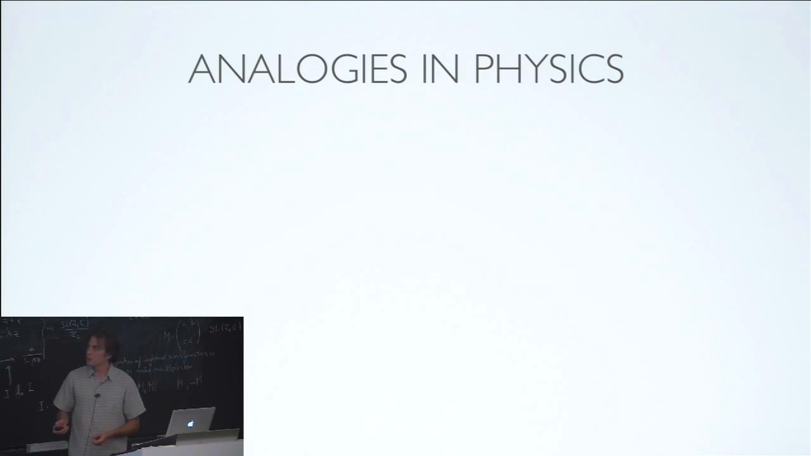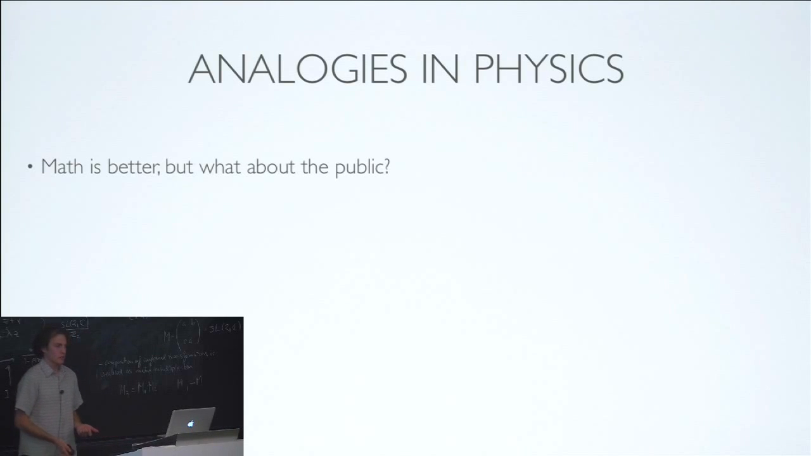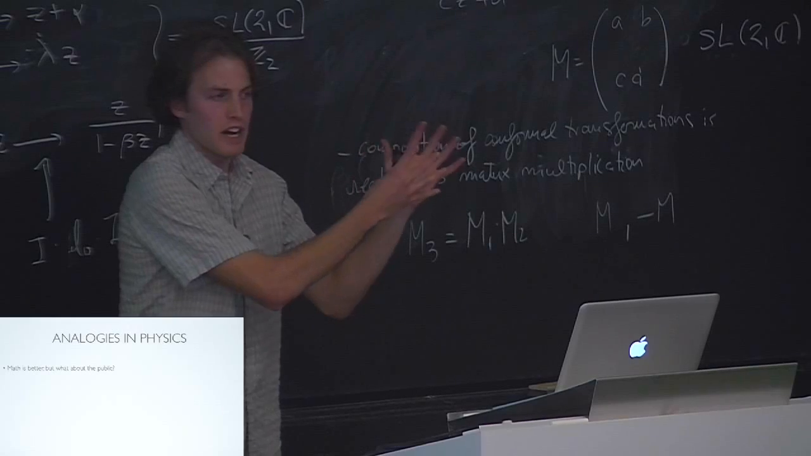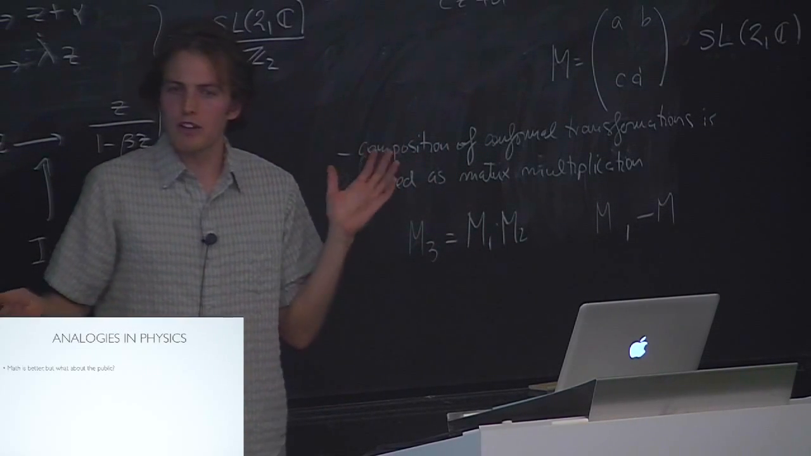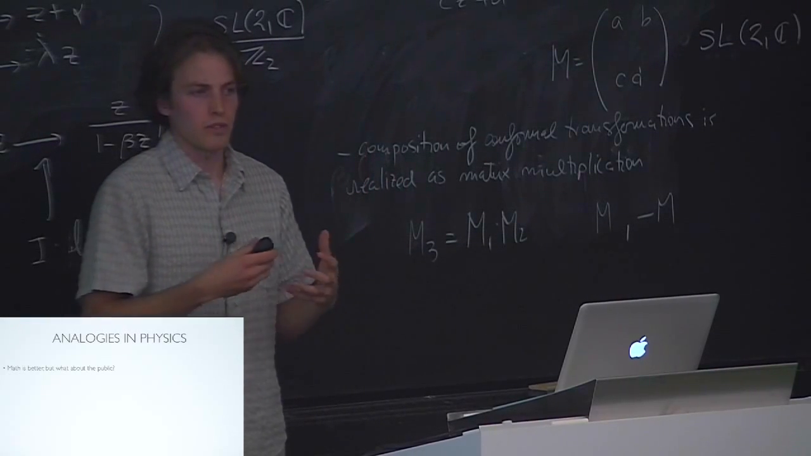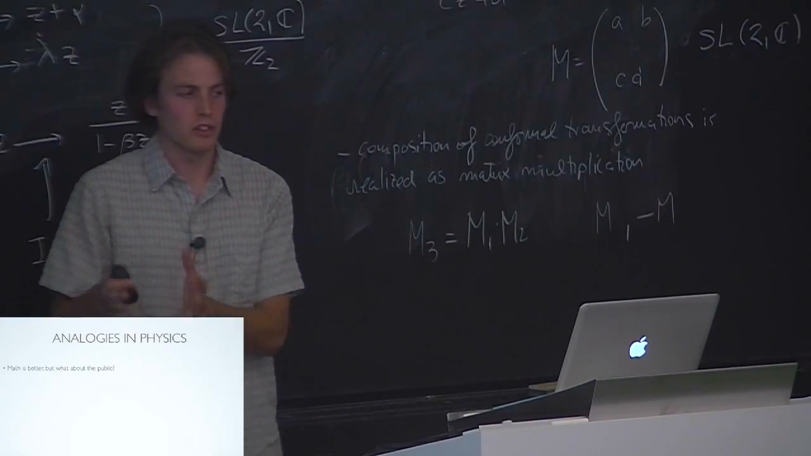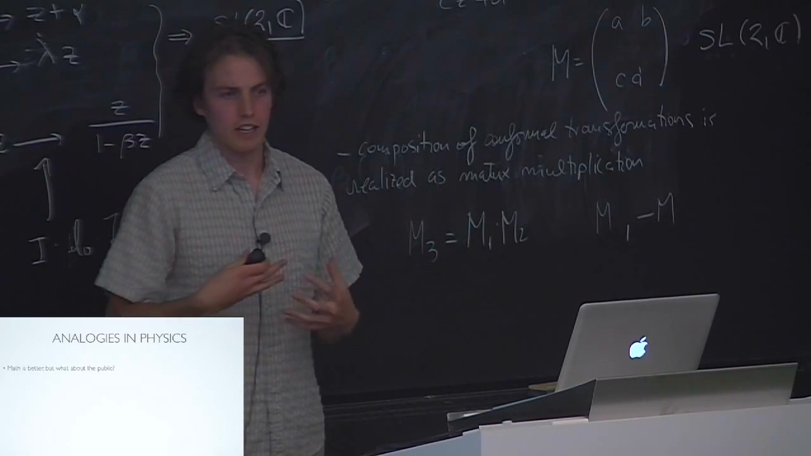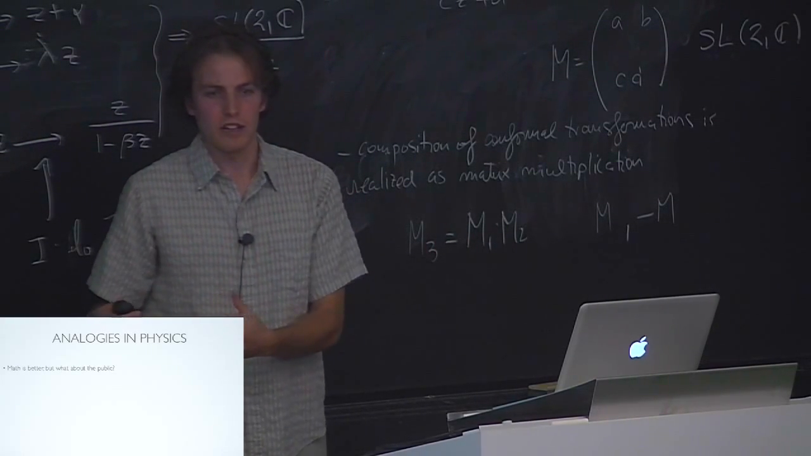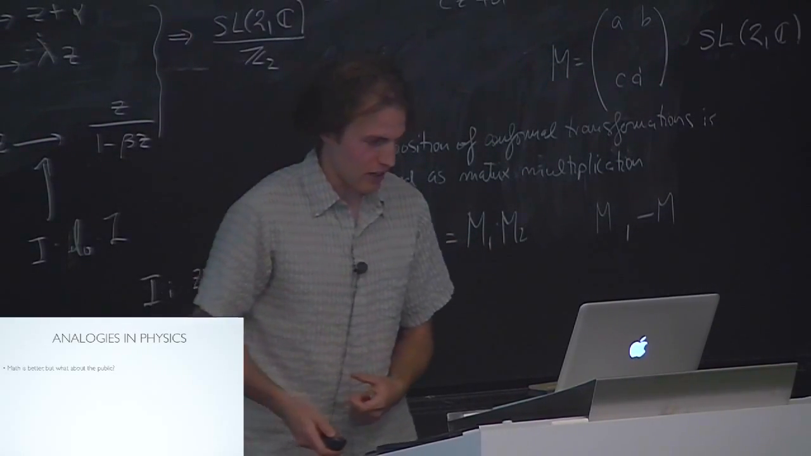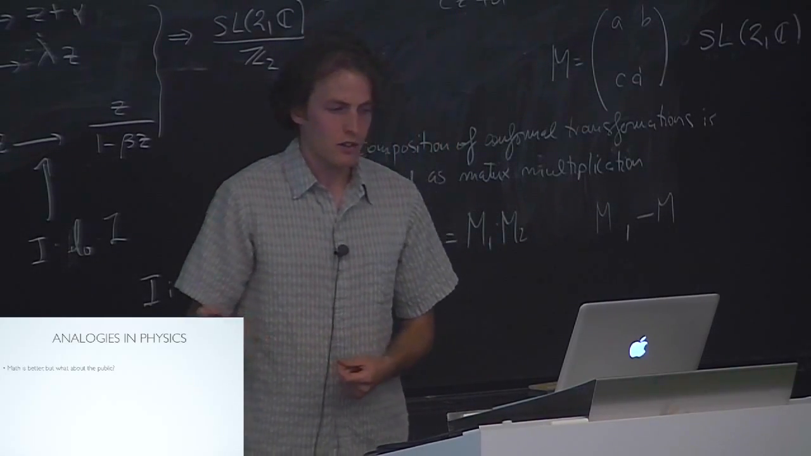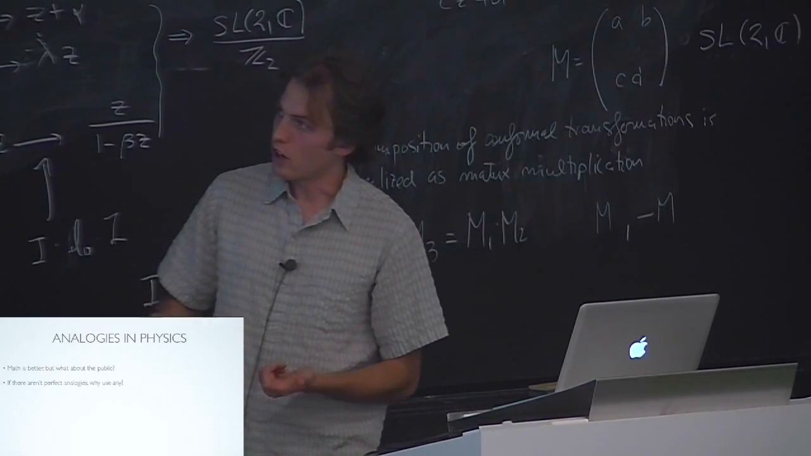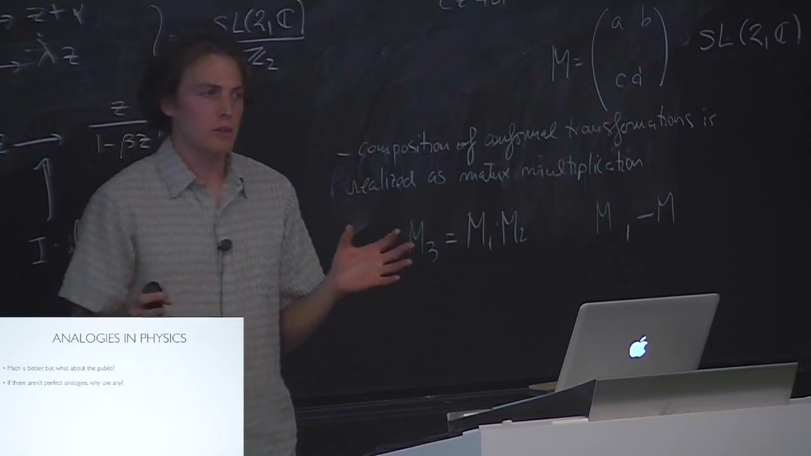A lot of people say that analogies are poor because they're never perfect. Math is what's really behind the science. But what about the people who don't have the time or the energy to devote to learning all that math, and the people who do other things that help us as academics exist and not have to farm for food? So the question is, if there aren't perfect analogies, why do we use them at all?